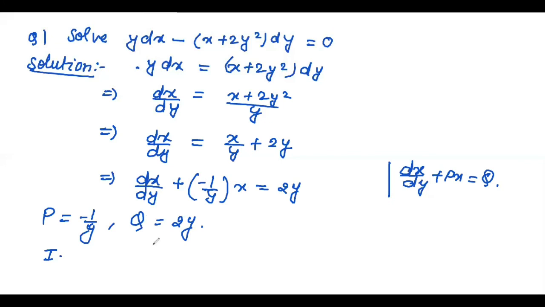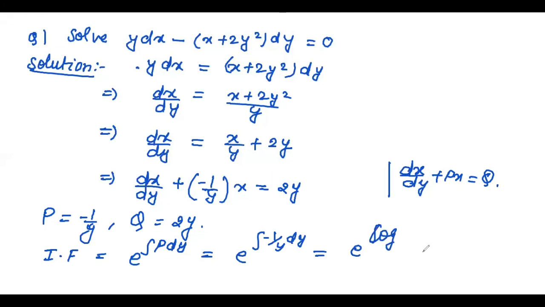So e integration of p dy. So e integration of minus 1 by y dy. So it is integration of this, minus log y. So e to the power log y to the power minus 1. So finally y to the power minus 1. So the integrating factor here we are getting is y to the power minus 1 or 1 by y. Now we'll apply this integrating factor value in the form so that we can get the required solution.